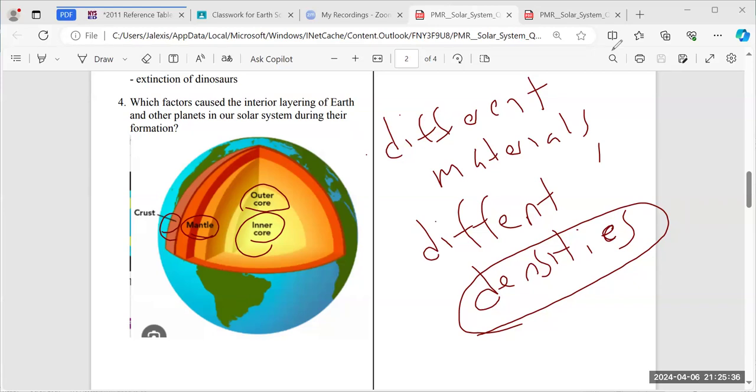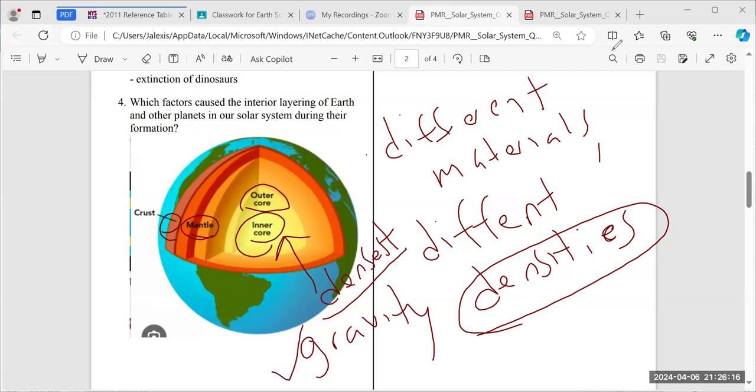And what do I also notice? That the materials that are the densest would sink to the center. Materials that are the least dense would be more on top or on the surface. And the other force that leads that is also gravity. So we know that the inner core has the most dense materials. And how do I know that? The inner core is in the center, and the force that allows these materials to get pulled down to the center is gravity.